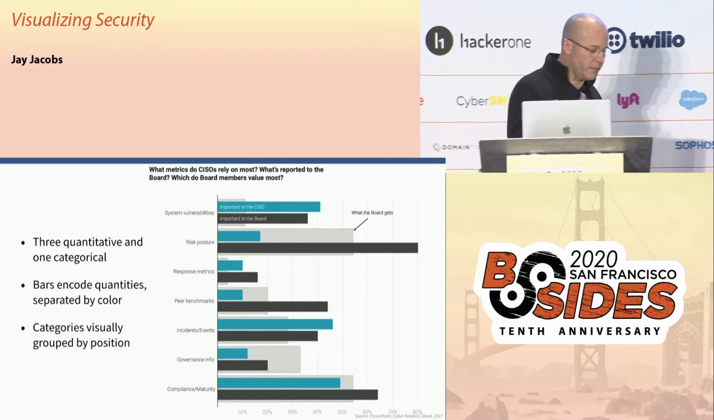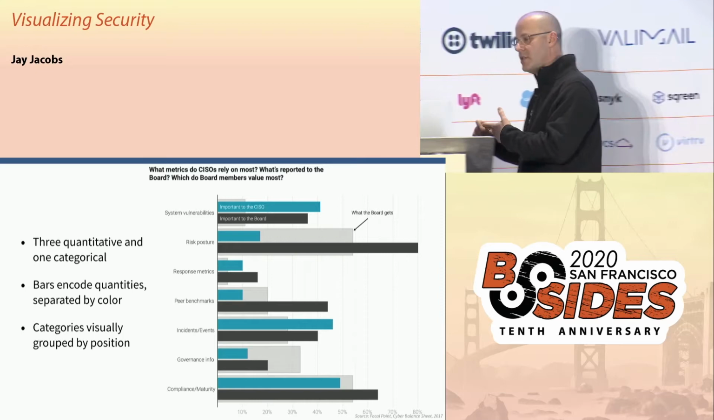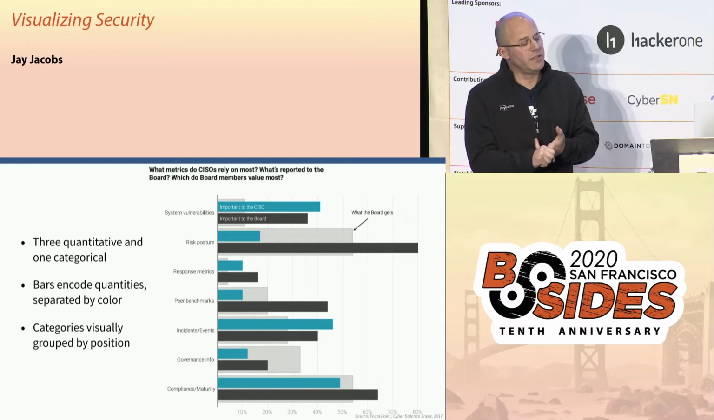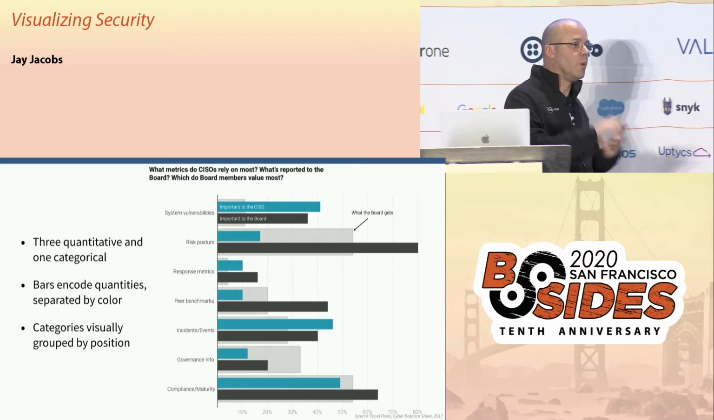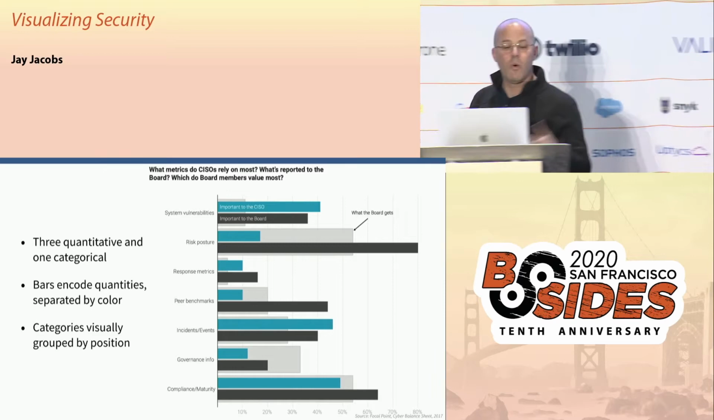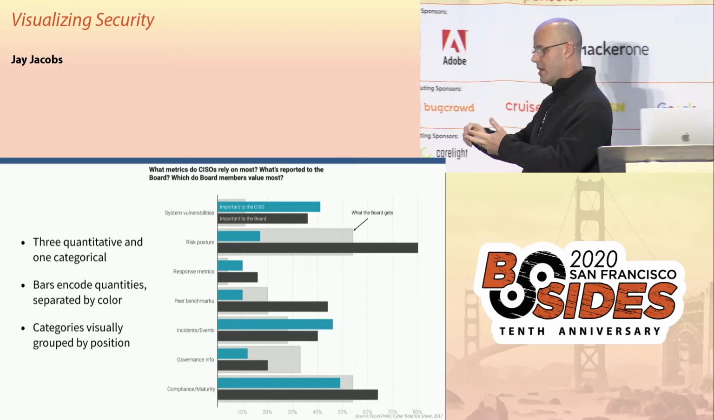Let's talk about some data here. We did a survey where we talked to CISOs and security leadership, and we talked to board level executives, and we asked them various questions about security topics and how much they want to hear about that. And then we asked them, what do they actually get? So we've got three quantitative things here: what the CISO said, what the board says, and what they actually get.